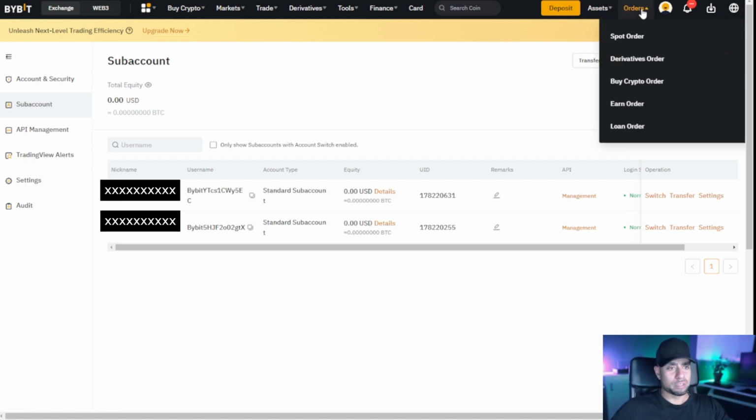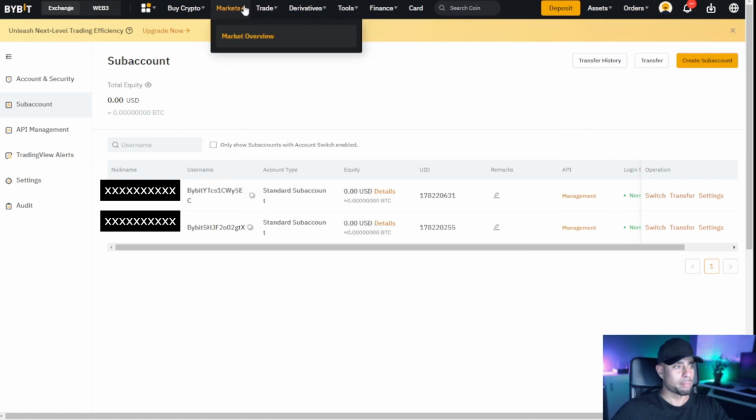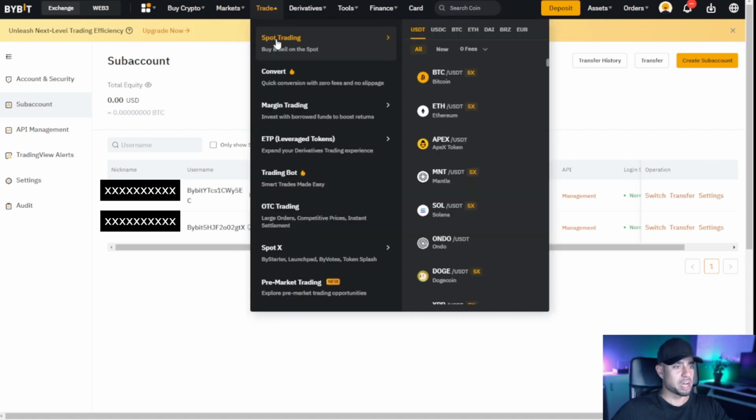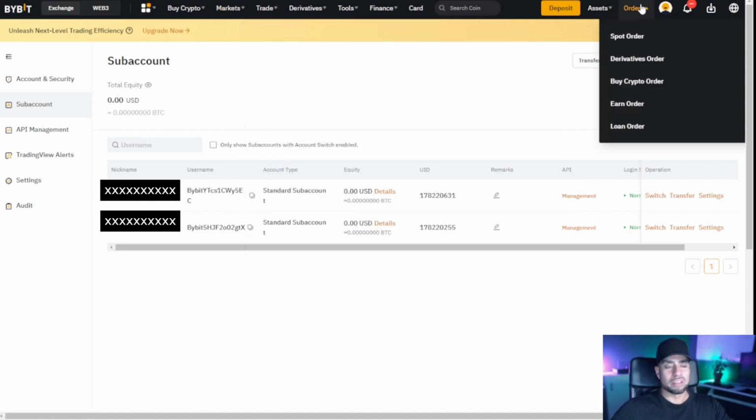And of course, on this button here, order button, you can directly execute order instead of having to go here to markets or to trade and spot trading and so on. This is just to decrease the steps for you to get into the actual markets and start trading.